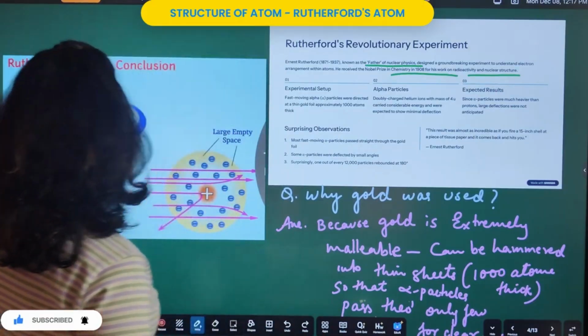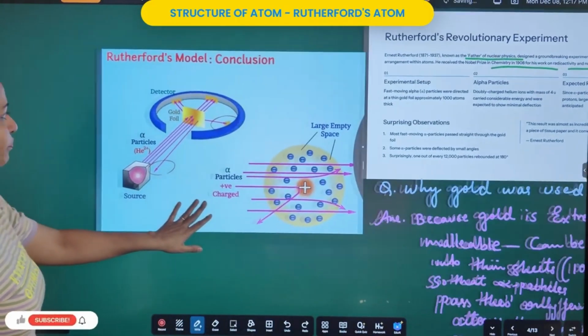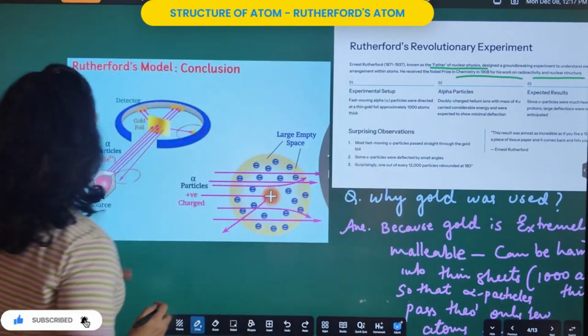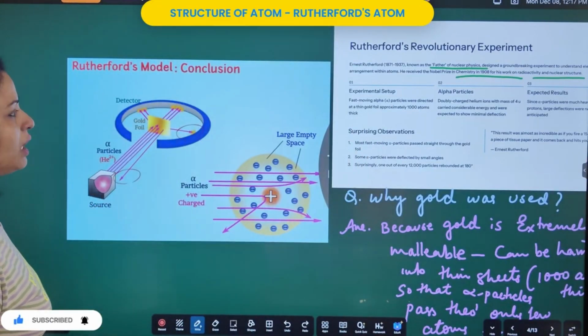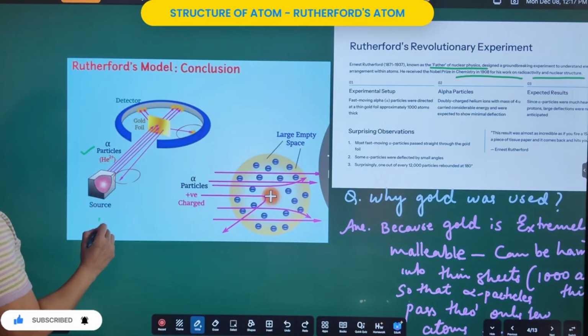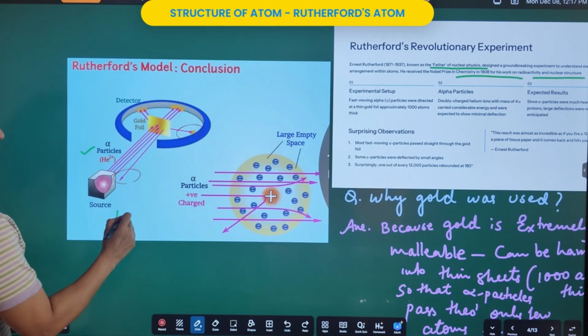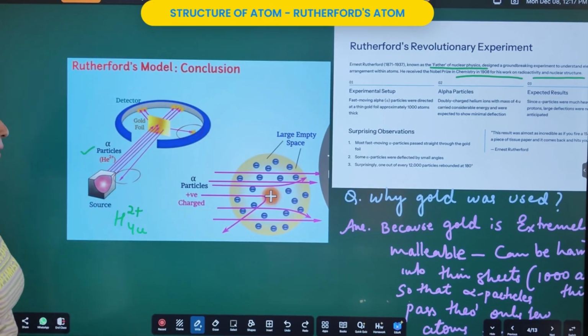So this is the setup. What is the experimental setup here? He used fast moving alpha particles. Now what are alpha particles? Alpha particles are doubly charged, with 4 units of atomic mass.